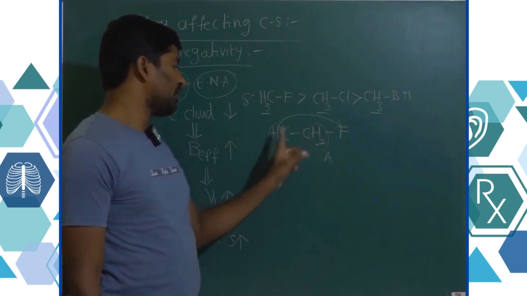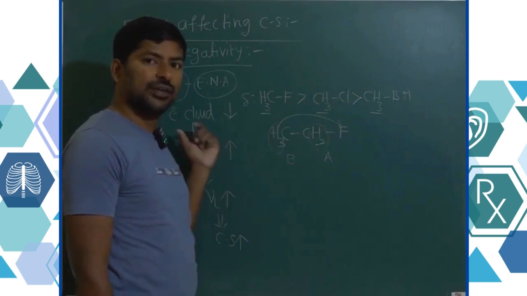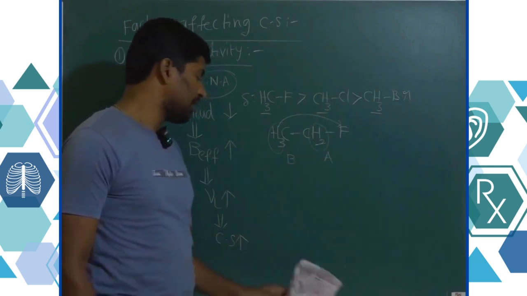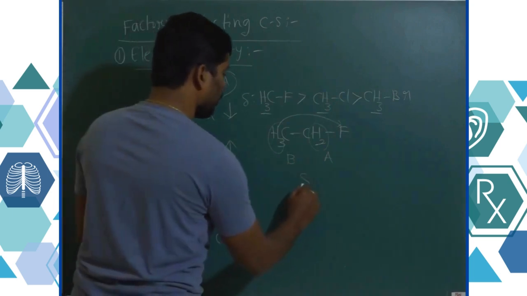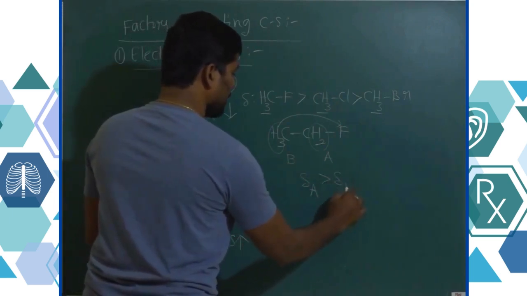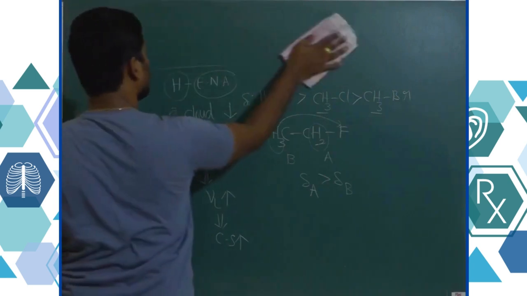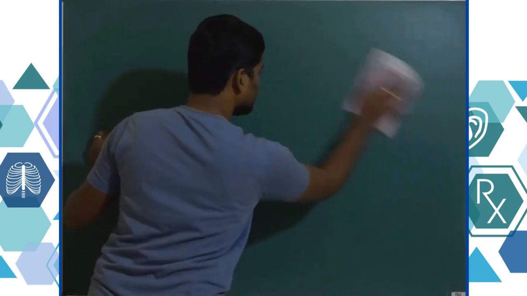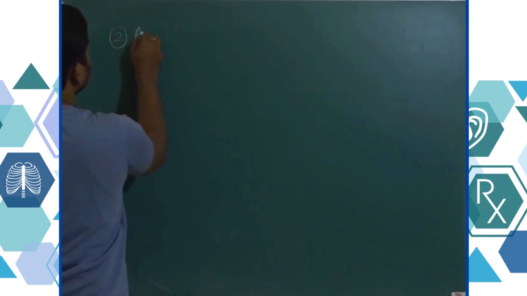So as the distance between the electronegative atom and the proton increases, what happens to the chemical shift? It decreases. So the chemical shift of A type protons is more than that of B type protons. This is electronegativity. And the second one is the anisotropic effect.